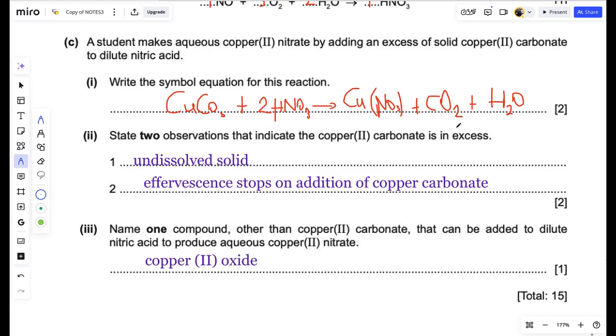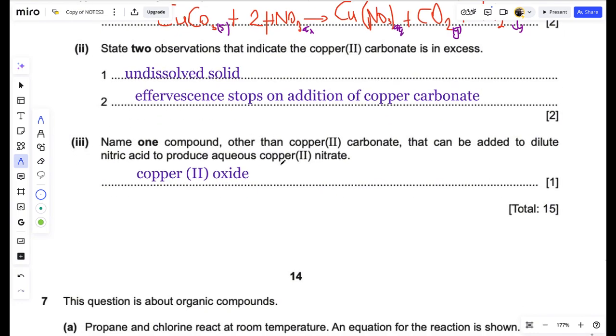For all this, if you want complete marks, you have to put the state symbols. Please put the state symbols. Put the state symbol, liquid. This one is aqueous, AQ. This one is also aqueous. Put the state symbols if you want full marks. This one is solid, this one is solid. So that's that for that.